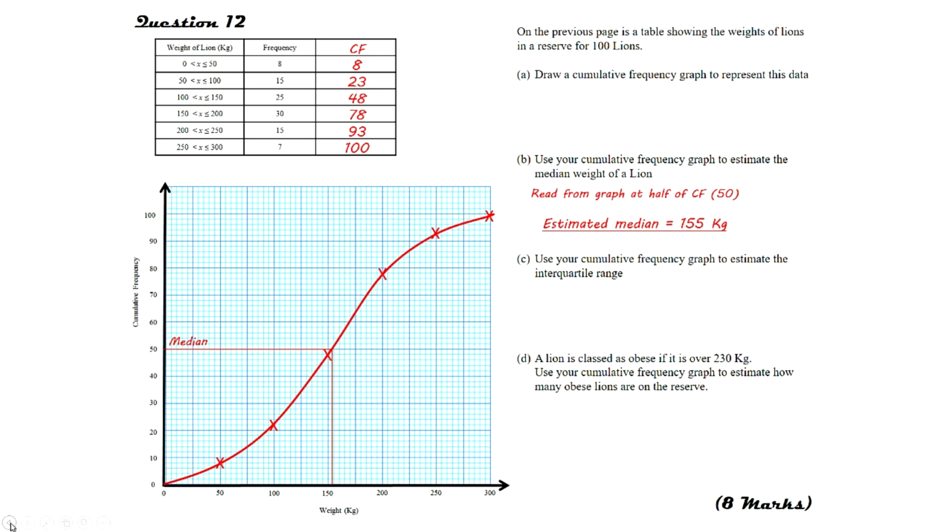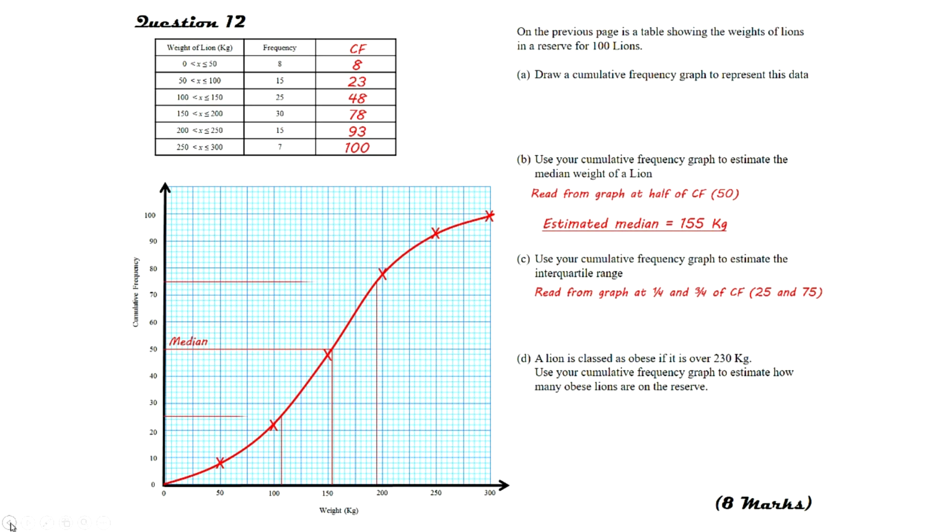Part C. We're going to use the cumulative frequency graph to estimate the interquartile range. So to do this I'm going to need the upper and lower quartiles. I'm going to read these from 1/4 and 3/4 of my total data, which is quite nice. This one is 25 and 75.